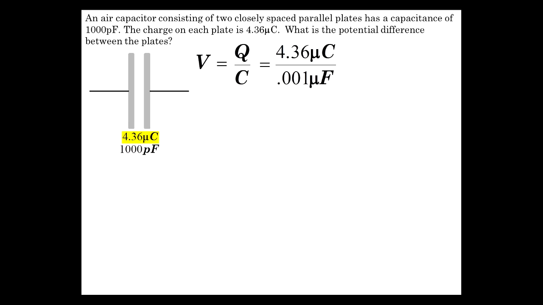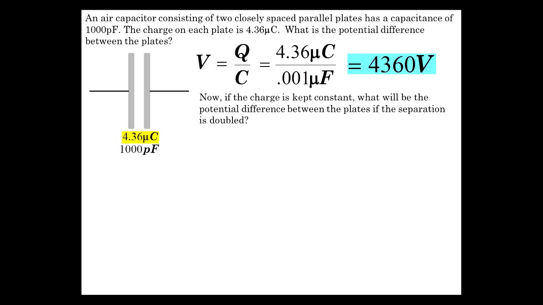4.36 microcoulombs, 0.001 microfarads. And that gives us 4360 volts. So that's the potential difference. Now let's have some fun and let's keep the charge constant, but grab one of these plates and pull it away so it's got twice the spacing.